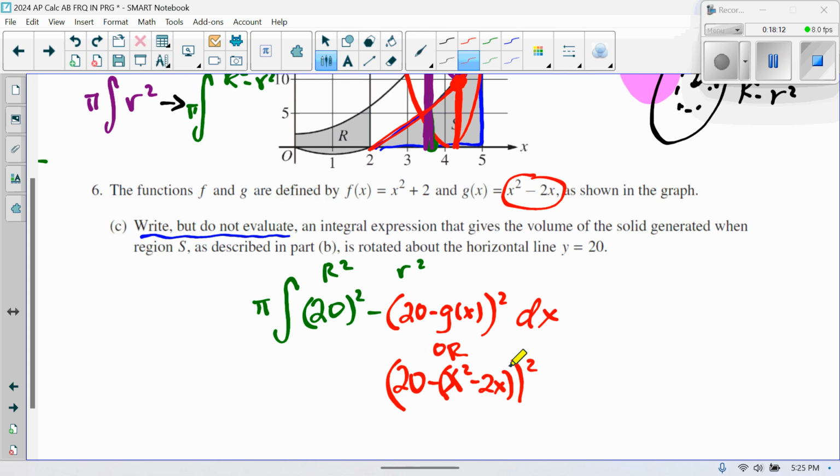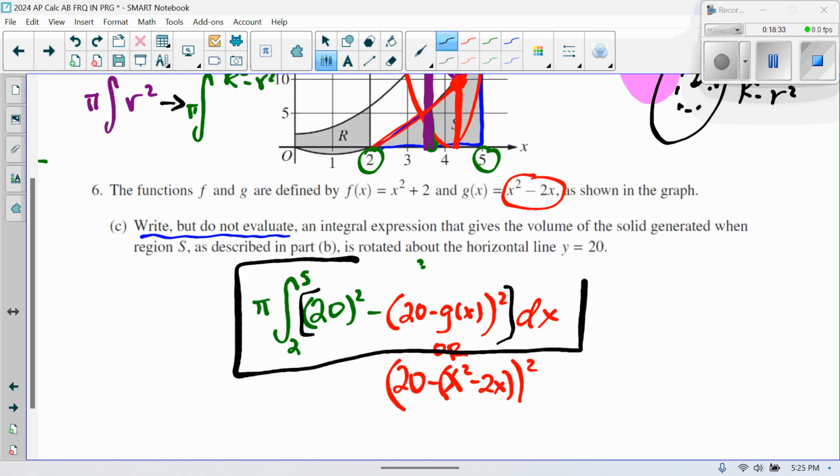We're missing one thing. Don't forget, we have bounds. I want this from 2 to 5. That's it. Kids, if you want to put this in little brackets too to keep it separate from the dx, go nuts. But we are done. That was the finishing touch, the cherry on the sundae, the piece de resistance for the 2024 free response questions for the AP Calculus AB exam.